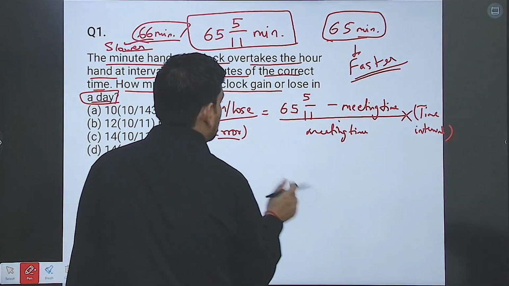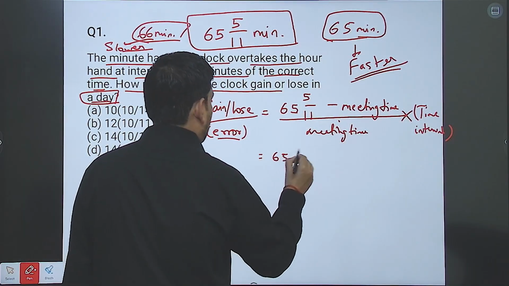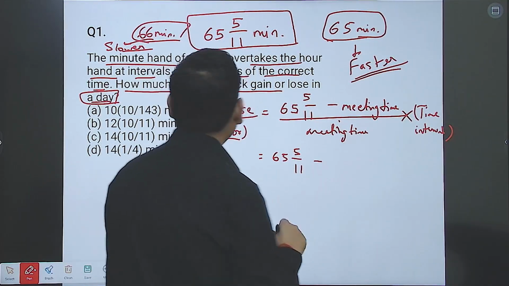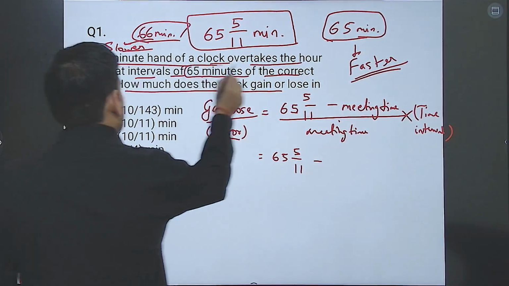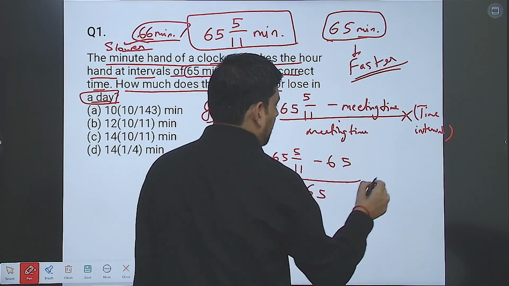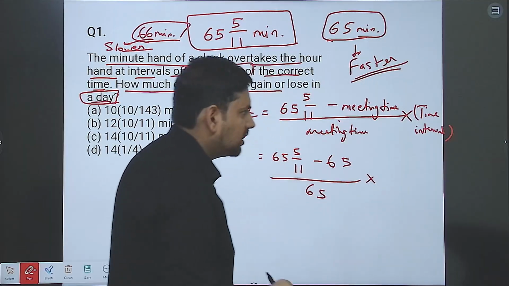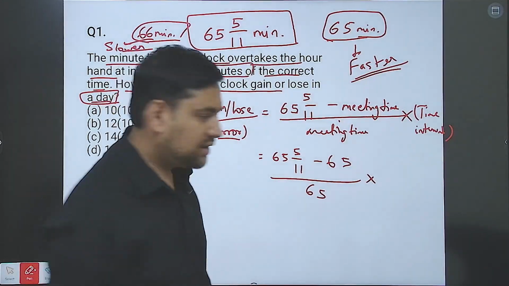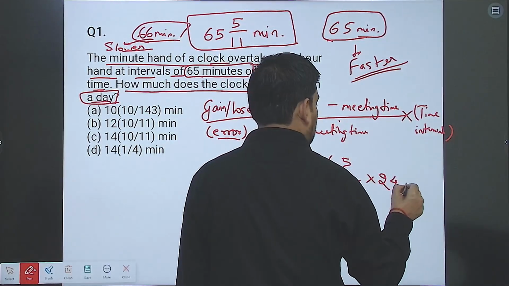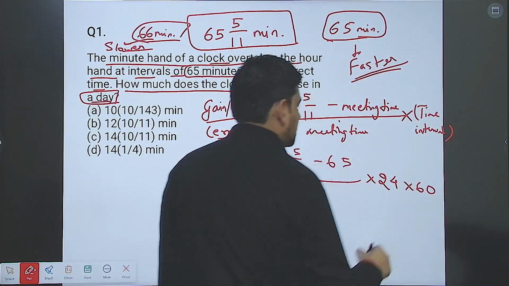This is the formula. So this becomes 65 5 by 11 minus the meeting time. According to the question, the meeting time is 65 minutes. So minus 65 upon 65 into the time interval, which is 24 hours. 24 hours in minutes means 24 into 60 minutes for each hour.